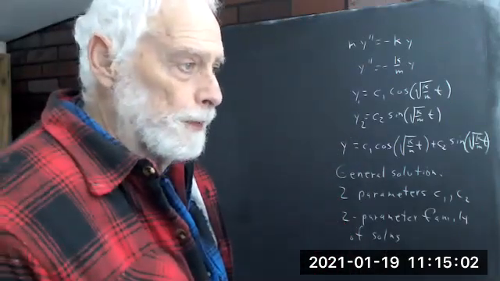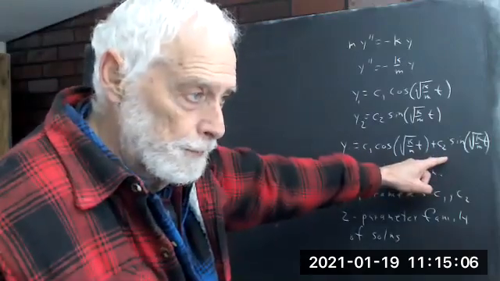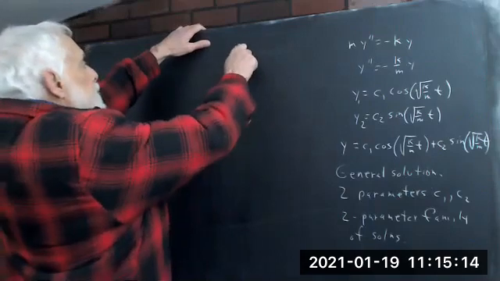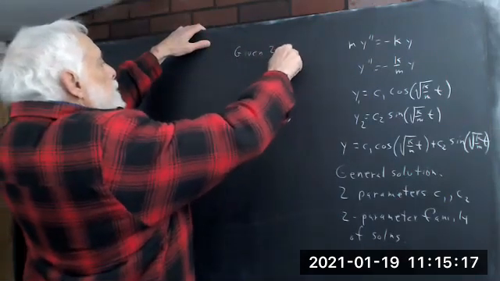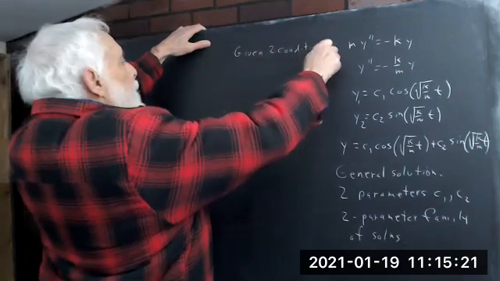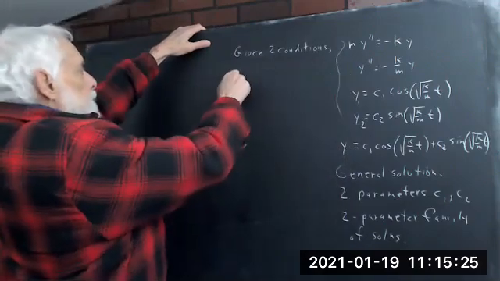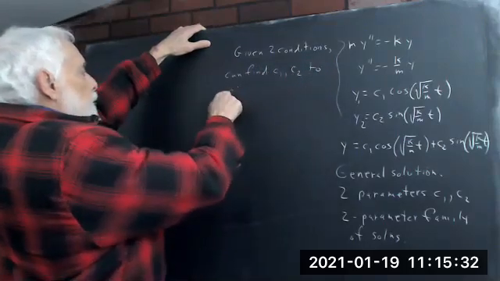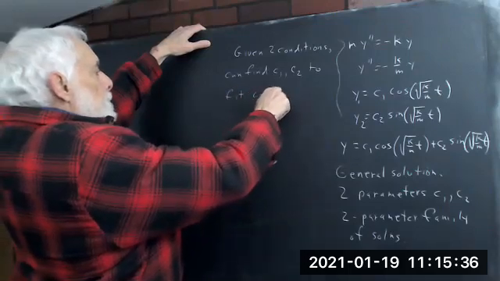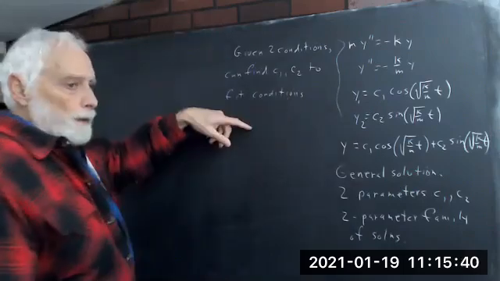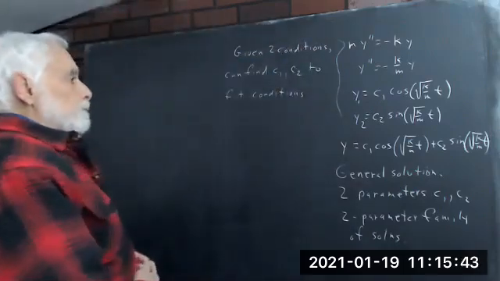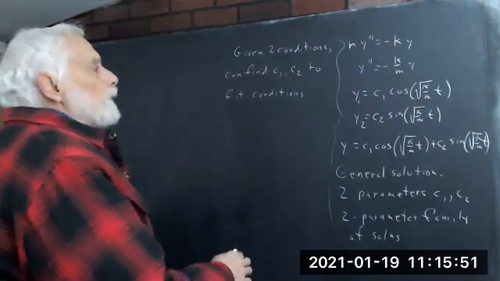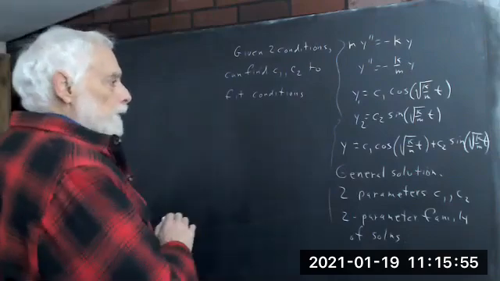And given two conditions, you can fit the C1 and the C2 to those conditions and get a specific solution. Okay, so given two conditions, you can find C1 and C2 to fit the conditions. Now, there might be conditions that wouldn't fit, but in general, for this situation, you can usually find solutions as long as you don't get ridiculous.